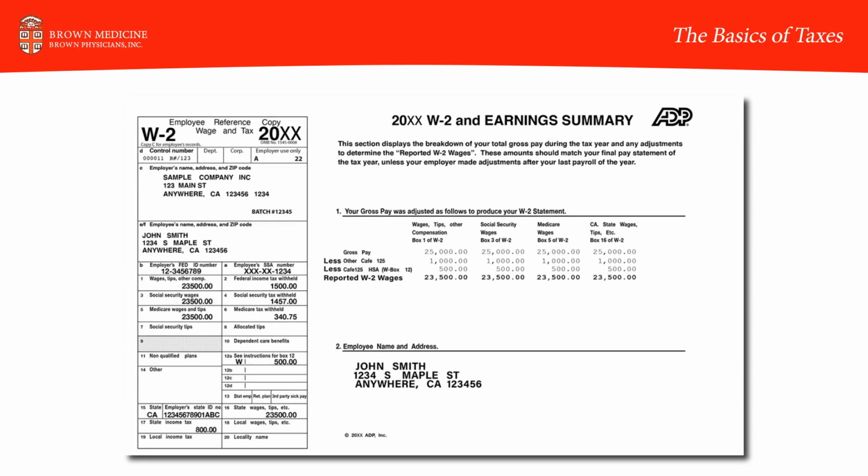And so the W-2 form, which you would see, is going to be a complete summary of everything that you earned during the year. So, box 1 always will show your gross taxable wages.